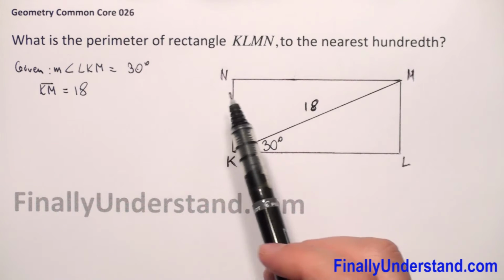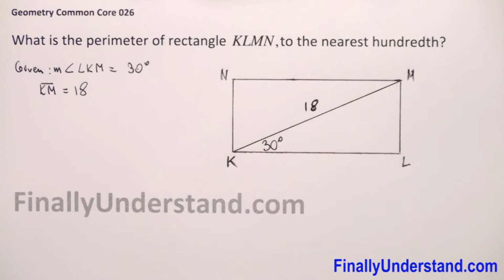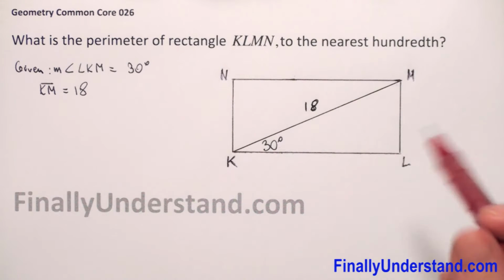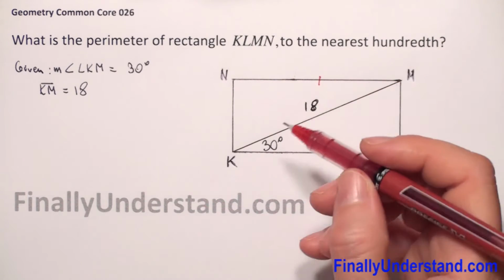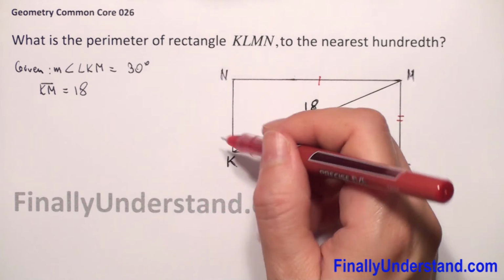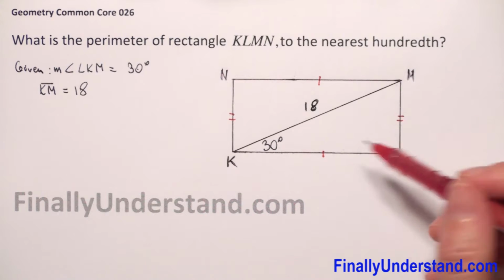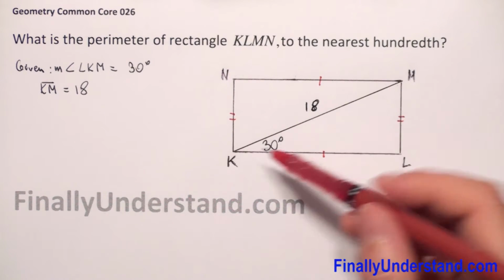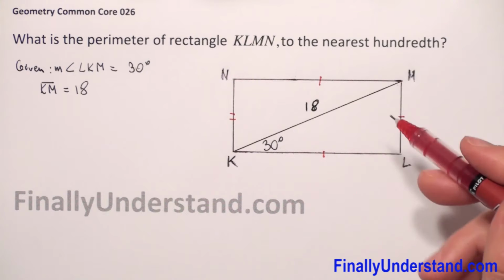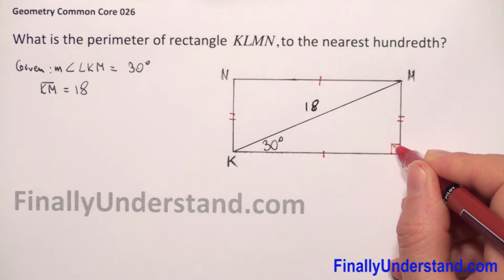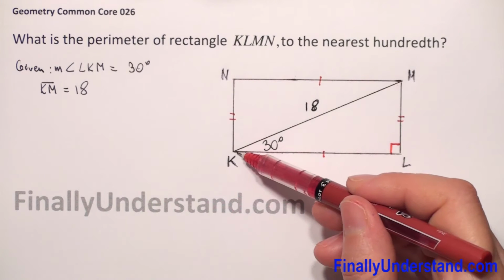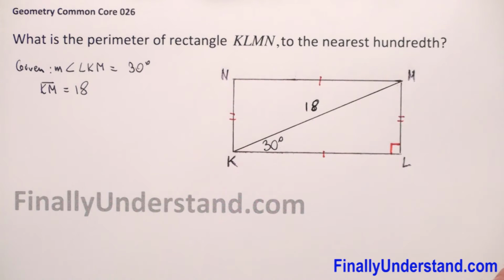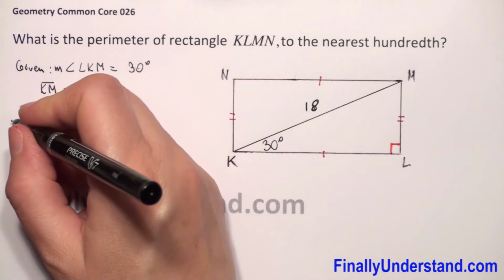And we have that KLMN is a rectangle. It means that side KL is congruent to NM and LM is congruent to KN. And the angles of our rectangle are right angles. So we have here also a right angle, and here and there. And angle K is also a right angle. So now we have to find the perimeter.